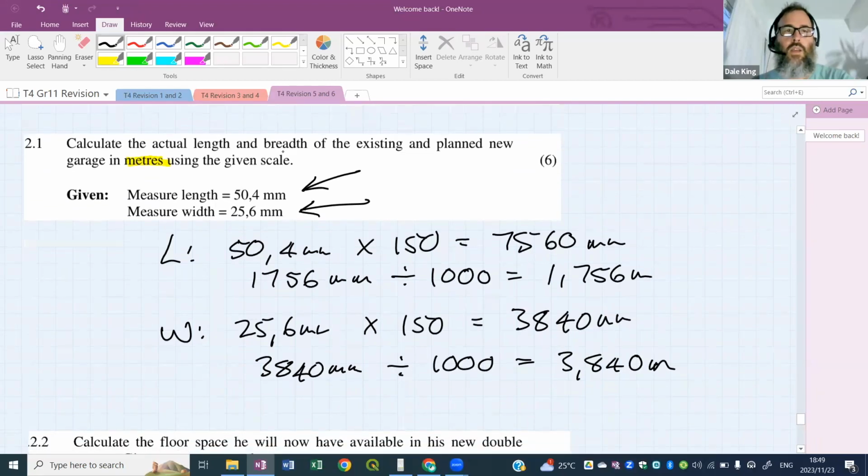Okay. Are we done? We converted it to meters, but I think I want to round off. Hey, we should always round off. Yes, sir. So what will the top one be? To the decimal. Yeah, so what will the top one be?